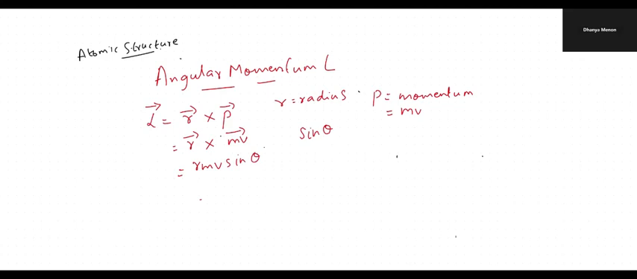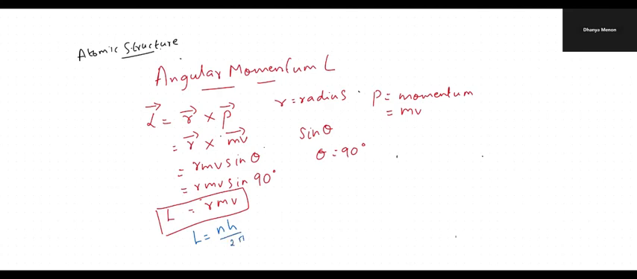And this theta is 90 degrees over here. So we write it as rmv sine 90, and you know sine 90 is 1. So rmv times 1, so angular momentum L is given by rmv. We also know that the angular momentum is given by nh by 2 pi. We know the two relationships, so equating both of them, we write rmv is equal to nh by 2 pi.